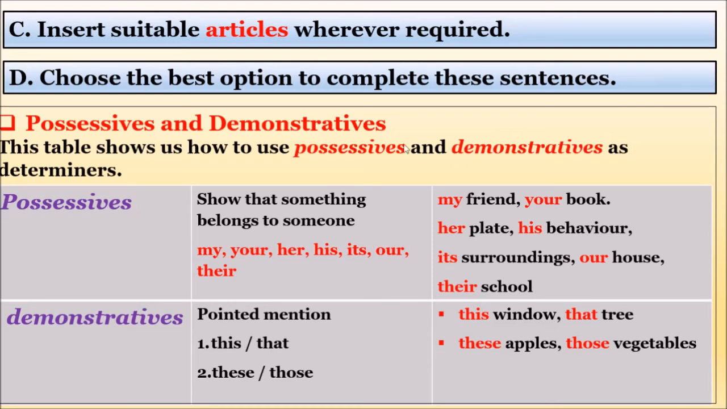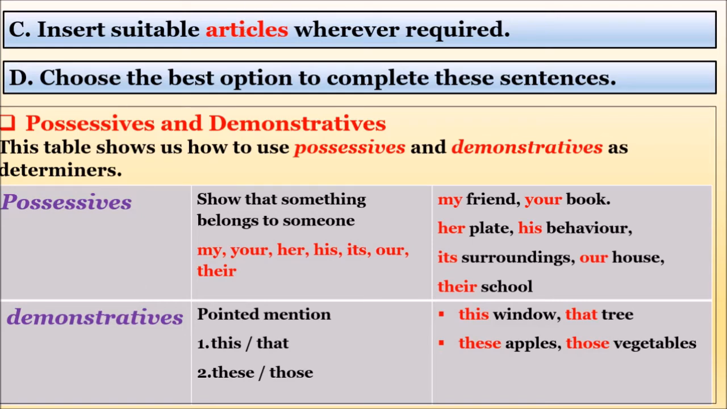In the next exercise, C Roman, insert suitable articles wherever required. And D Roman is choose the best option to complete these sentences. For these two Romans, let us discuss this in the class, children, because when we are discussing only we can work out here. So it's not proper, and we may get confused when I'm teaching you through e-learning type. Okay, so let us discuss this C Roman and D Roman in the class.